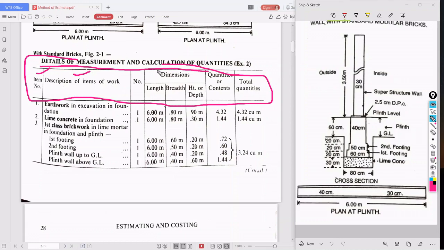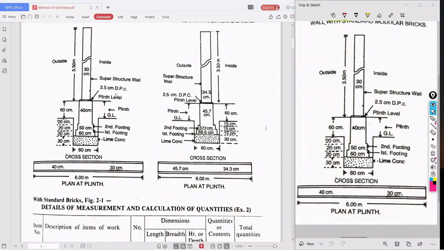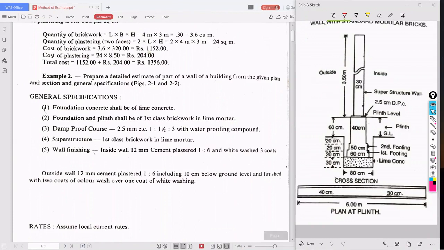After writing this tabular column, I'll let you know what data we require. First we need to see the specifications. They have started from foundation. First is to open the trench, that is nothing but the excavation. After foundation, it is first class brickwork in lime mortar, this is the second one. Next damp proof course, next superstructure, next wall finishing, next whitewashing or painting. This is the method we need to follow.